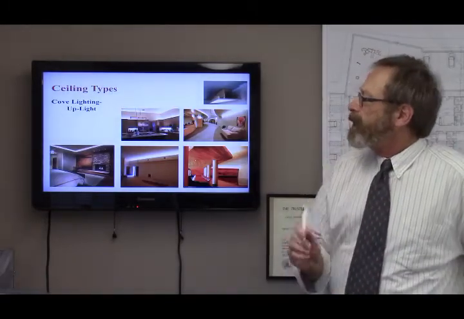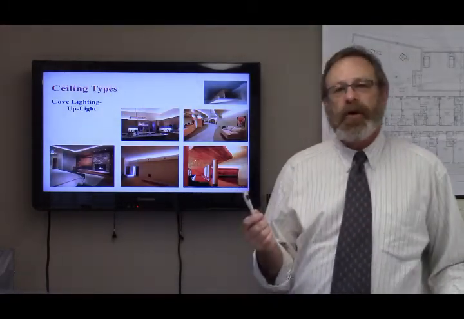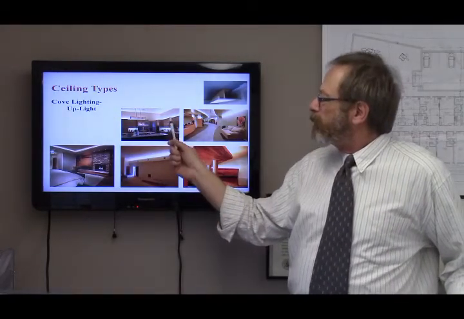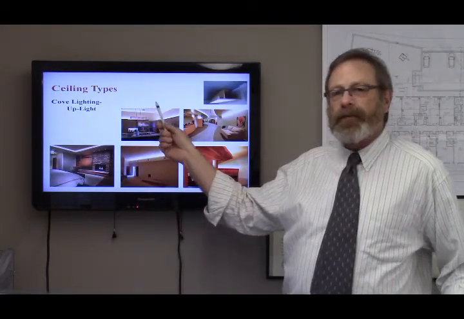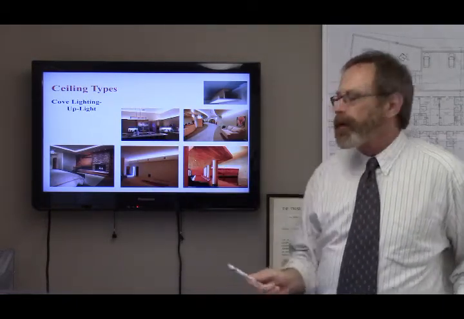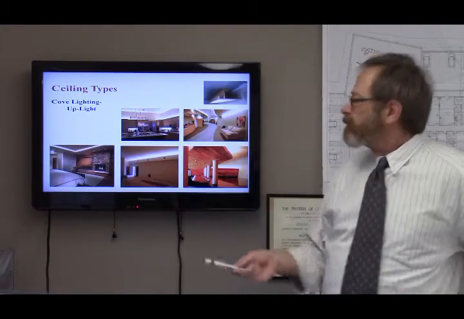In another instance, we have another type of niche or cove lighting, which lights up. You can see here the lighting reflects off the ceiling, a light color ceiling generally, and then down to the floor for people to be able to have illumination.